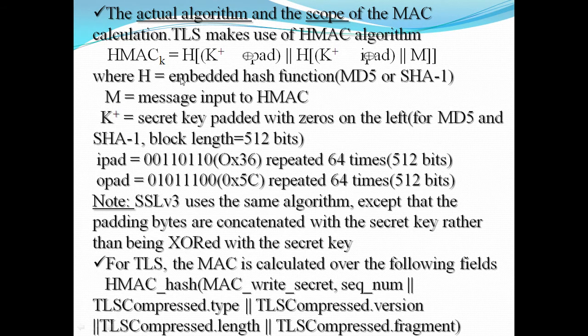Okay, what does M mean? M is the message input. K plus is the secret key padded with zeros. ipad is 36 in hexadecimal, and that byte is repeated 64 times to make it 512 bits, because HMAC uses 512-bit blocks. Similarly, opad.